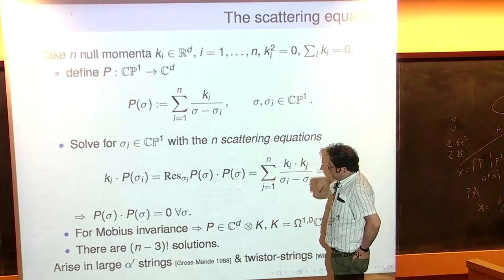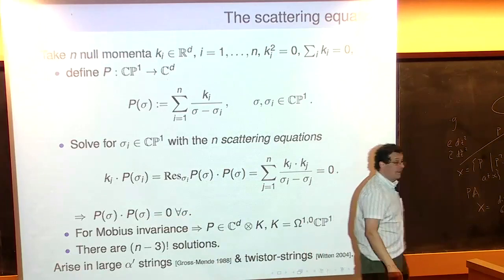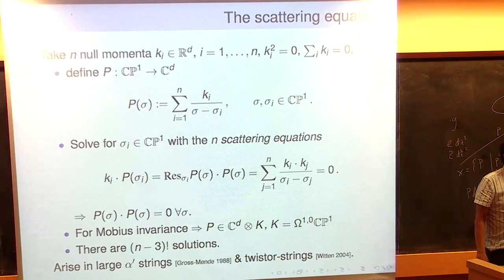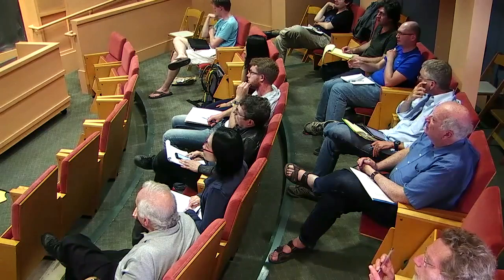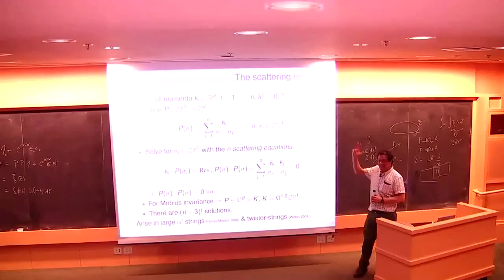Sorry, I'm confused. So k_i lives in R^d. Yeah, this R^d has a normal metric, delta_ij. Sorry, this is a standard space-time. Okay, so that's momentum space. k squared equals zero means k equals zero, if I'm not mistaken, because it's a positive definite metric. No, sorry, this is Minkowski. So it's not R^d, it's R^{d-1,1} or something. My metric had a minus sign in it, or several of them.